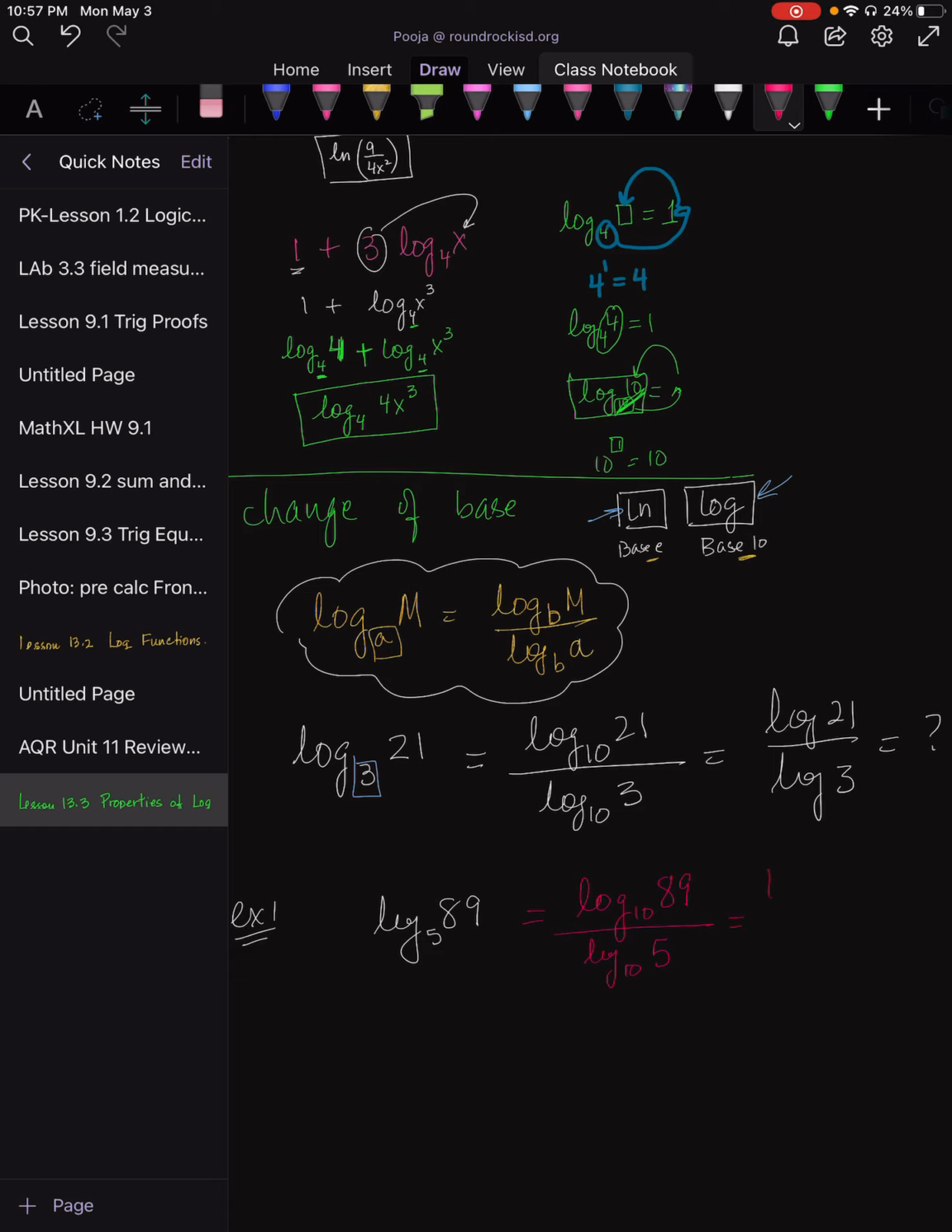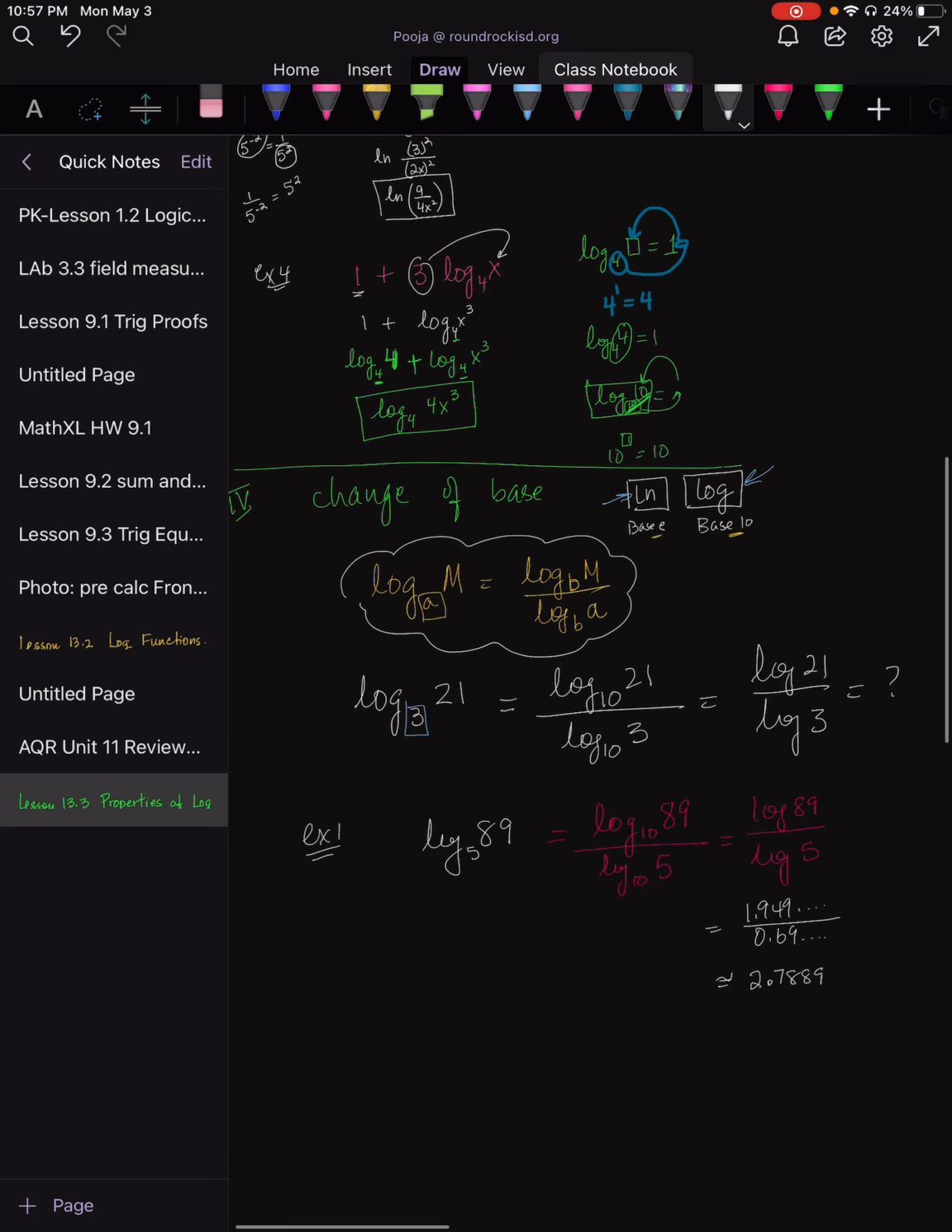All you have to do is press the log button followed by 89 divided by the log button followed by 5, because that log button is by default base 10. Once you do that, this will be a long number, 1.949 yada yada yada, divided by 0.69 long number, which simplifies to approximately 2.788. So we can use a calculator. There's just a little trick that we can change the base. Let me show you one more example for the same kind of concept, and then we'll be good to go.